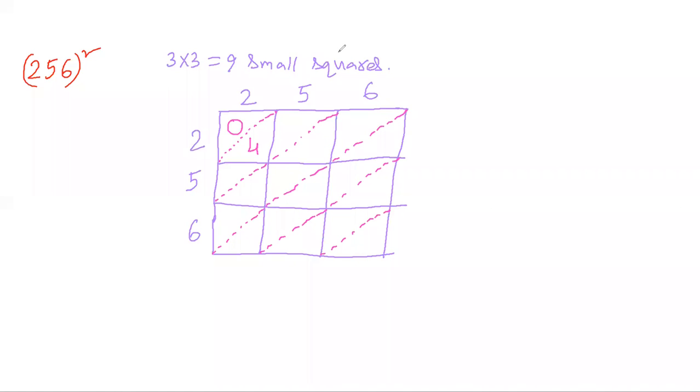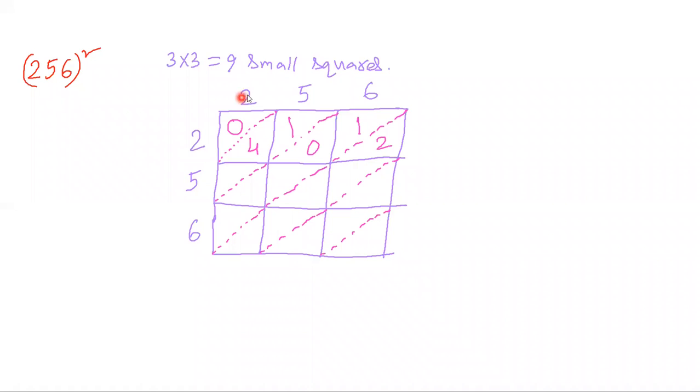Now we'll multiply this 2 and this 5. 2 into 5 is 10. That result we have to write in this place. So here we'll write 1 0. Then these 2 and this 6 we have to multiply, and that result we have to write in this place. 2 into 6 is 12. So here I will write 1 and here I will write 2.